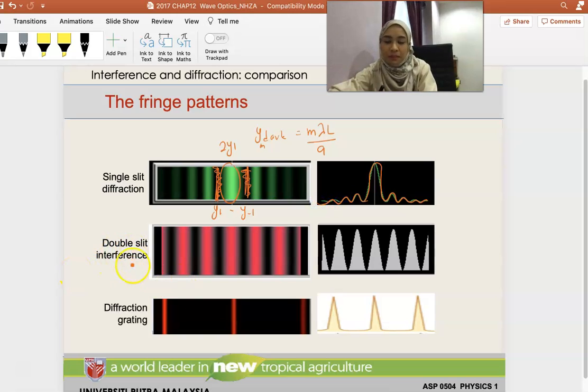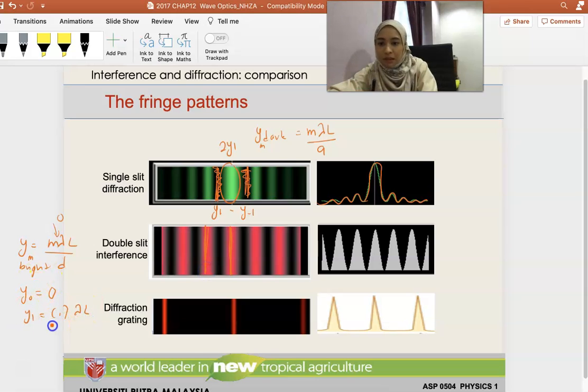Okay. For double slit interference, we had this equation y for bright equals m lambda L over d. d is the distance between the two slits. This gives you the position of the bright fringes. So if you want to find out what is the position of this guy, you equate m with 0. So you get y0 as 0. So this is the position of your 0th order bright fringe. If you want to find out the number 1 fringe, so y1 is 1 lambda L over d, and so on. So it gives you the position of bright fringes.